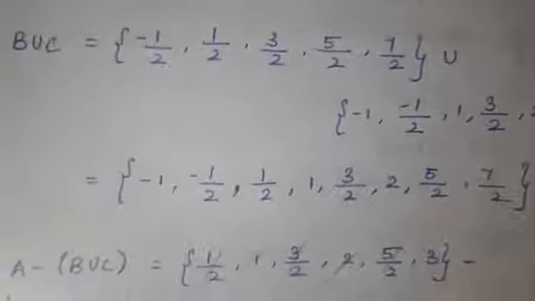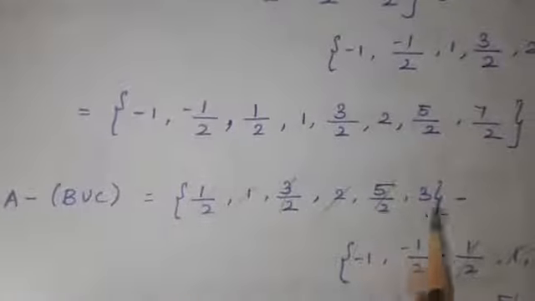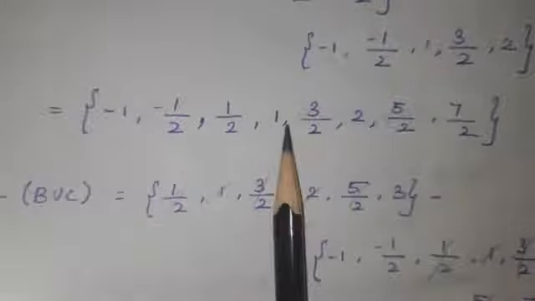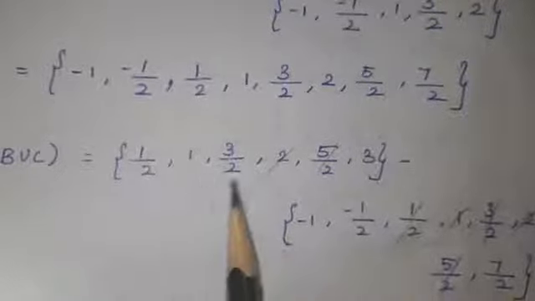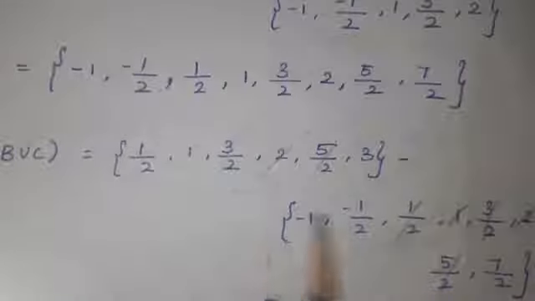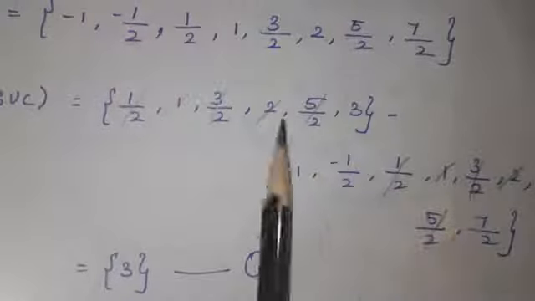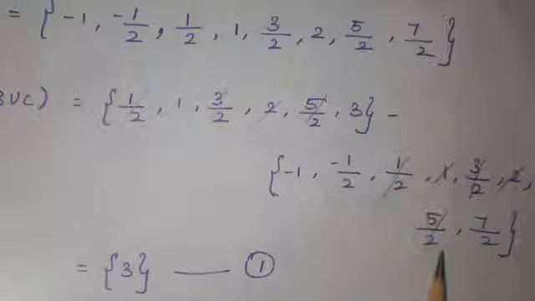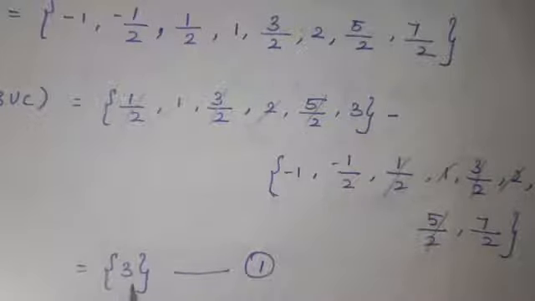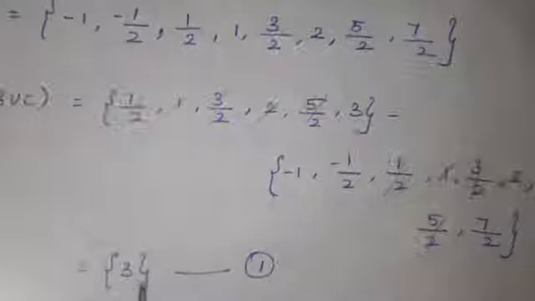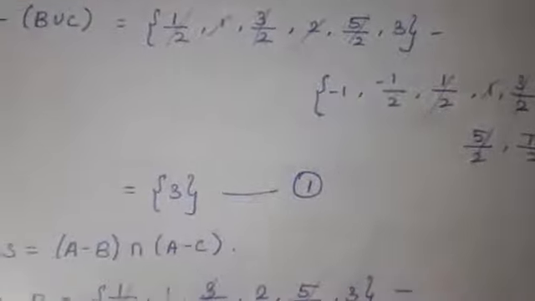Next I am going to find the full part of LHS, A − (B ∪ C). So A set difference B union C, we found that answer, no? That answer you should substitute. Cancel the common elements. 1 by 2 is cancelled, 1 is common, cancelled, 3 by 2 cancelled, 2 is cancelled, next 5 by 2 is cancelled. So the remaining element present in the first set is 3. Therefore, 3 is the LHS answer. That one you should mark as 1.